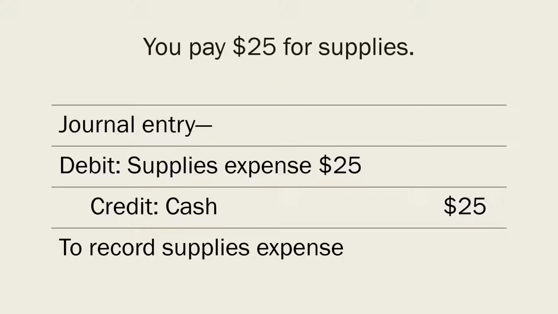In our next example, you pay $25 for supplies. You would debit supplies expense and you would credit cash for $25 because cash is going out.